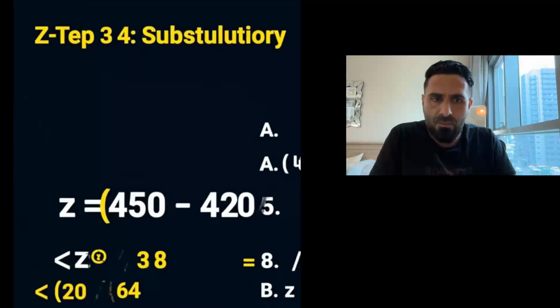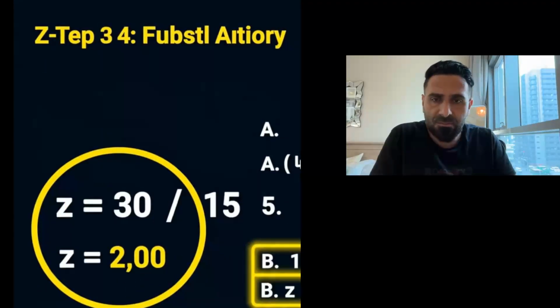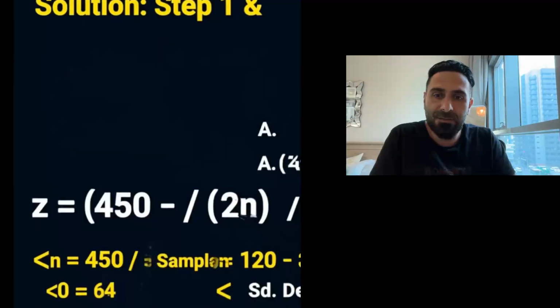450 minus 420 over 120, divided by the square root of 64. What's happening? What's this? Oh my god. This is what happens when you run out of your credits for your AI app. Oh my god. Let me just change the screen. One second.